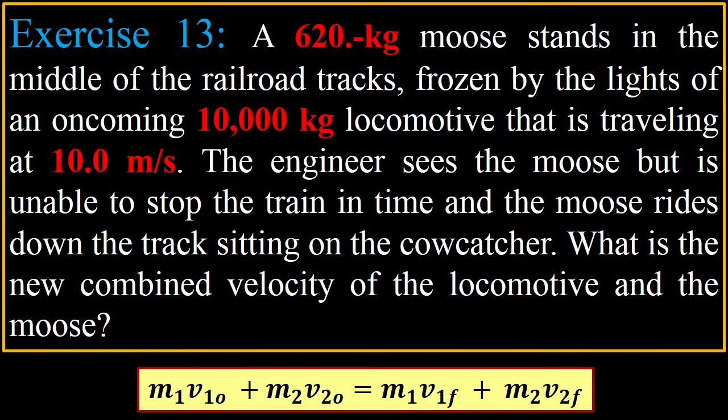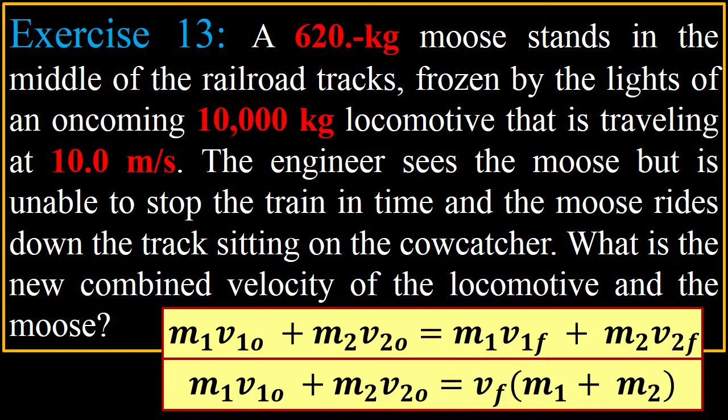The subscript zero, 1 sub-zero, that's still naught, that's initial. So the sum of the initial momenta equals the sum of the final momenta. You've got to decide which is which and then just be consistent. On the right side of the equation, we can factor out the final velocity, because it's going to be of the moose and the train. The final velocities are going to be the same for the moose and the train because they're together, because the moose is riding on the train cowcatcher.